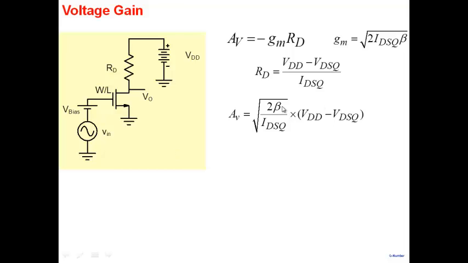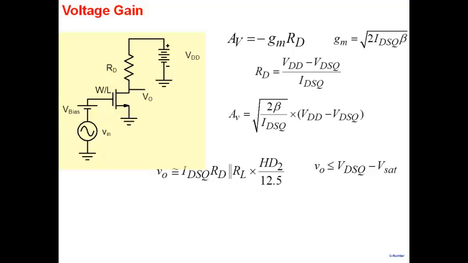multiplied by W by L. And the size of the MOSFET is a design parameter. W by L is under your control. You can decide W by L to be 10 by 1, 50 by 1, 100 by 1, 200 by 1. It's under your control. So that's the other freedom that you have in a MOSFET design. One is, of course, IDSQ. The other one is beta. Okay. Now, let's go forward here.